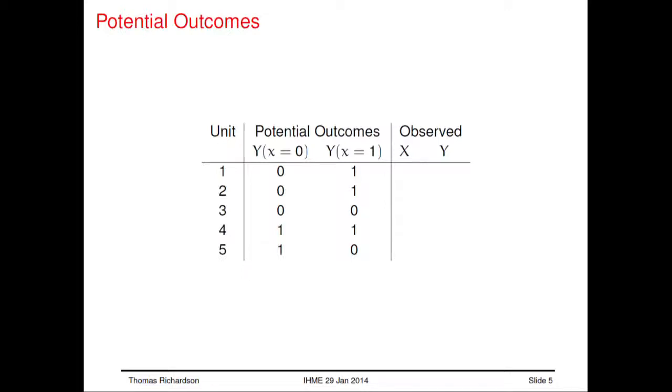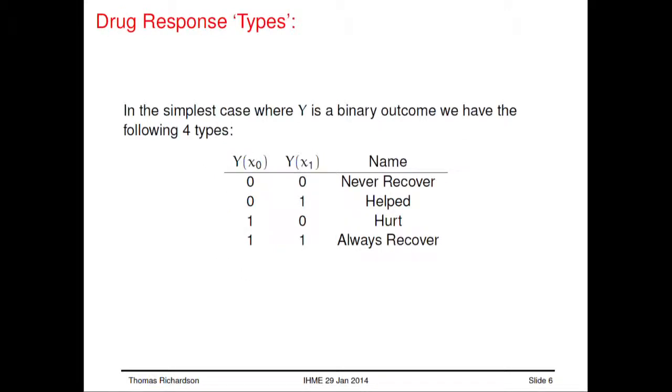I'm thinking of 1 as a good outcome here. A patient who has zeros in both columns is of type never recover. It doesn't matter whether we give them the drug or the control. Their outcome is bad under either setting. We can contrast that to a patient like this, where if they're given the control, they have a bad outcome. If they're given treatment, they have a good outcome. This is the converse, and this is somebody who always recovers, who always has a good outcome regardless of what we assign them.